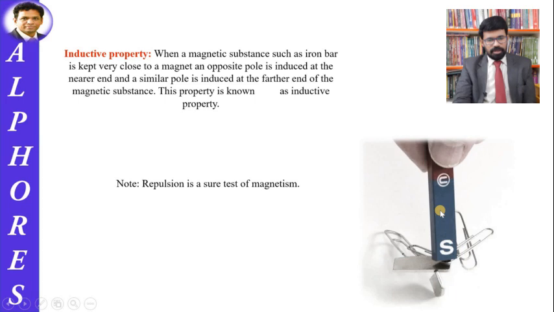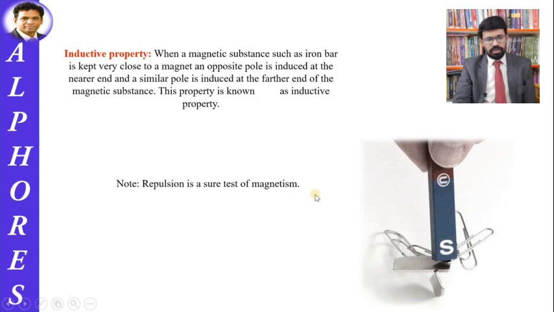If at all this pin is a magnet, when you bring this bar magnet close to this pin, there can be attraction. There can be repulsion also. If there is repulsion, what does it mean? This pin is a magnet. This pin is magnetized. That's how you can understand. If this pin is not magnetized, then there will always be attraction between the bar magnet and this pin.